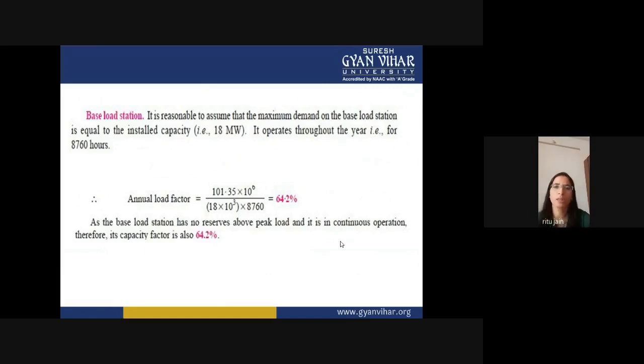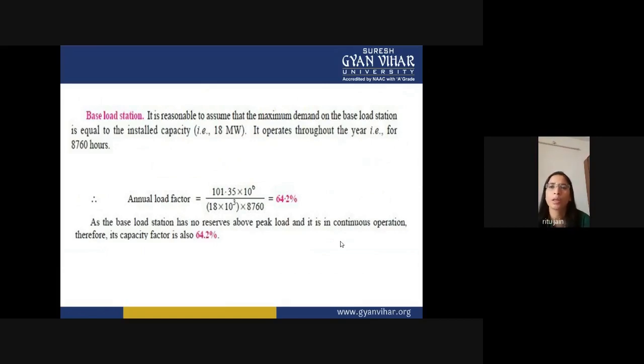I have already discussed what is base load and what is peak load. Base load is which is continuously supplied to the consumer throughout the year. It can't be more than your 18 megawatt. So the maximum capacity, or you can say maximum demand, of this base load station is your 18 megawatt, and one unit is always standby. When you require maximum demand, then you can use that particular standby unit.